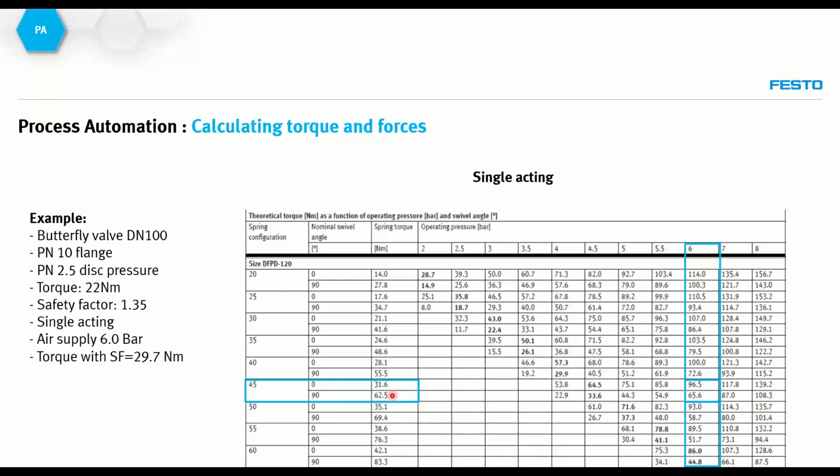The second topic to consider is my operating pressure of 6 bar. If we match the spring torques and the torques coming from the 6 bar, and they cover the torque requirements, this means we are selecting the right actuator. So in this case, we consider both the spring forces and the forces coming from the actuator itself.